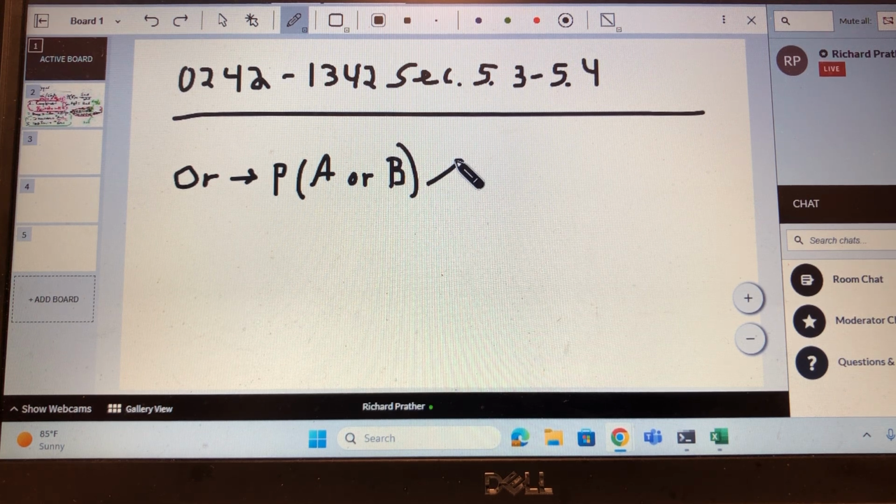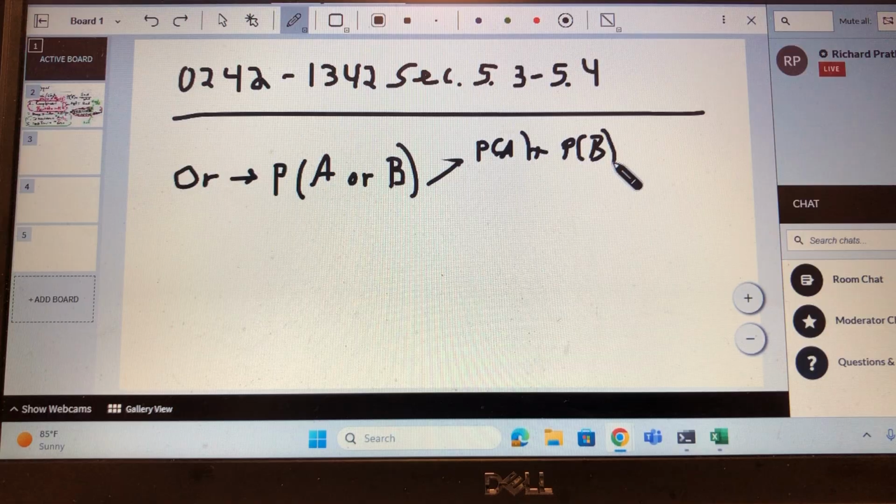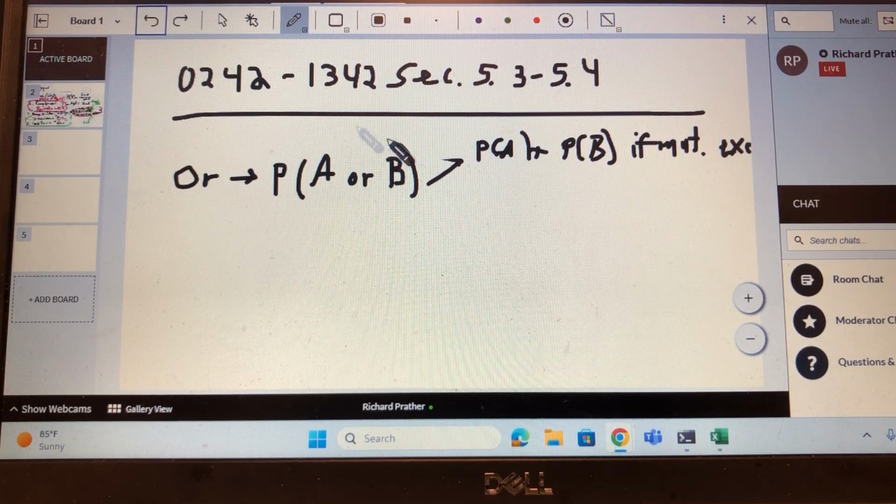formula differently. So there's a probability of A plus probability of B if they're mutually exclusive. That's all you do. Whoops, can't get it in there. I was trying to write EXCL here, but it ran out of room. Mutually exclusive.